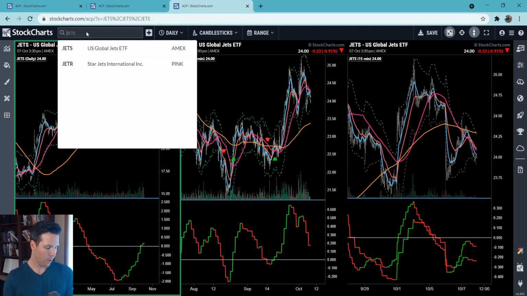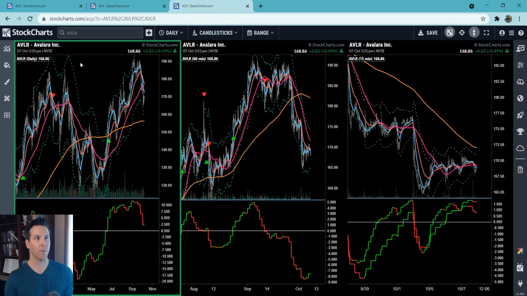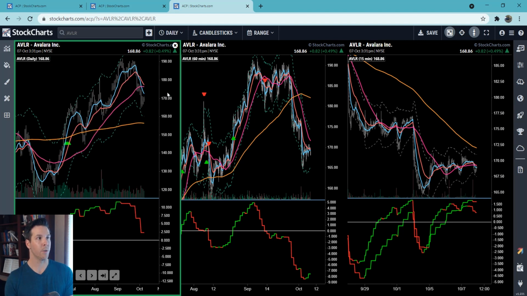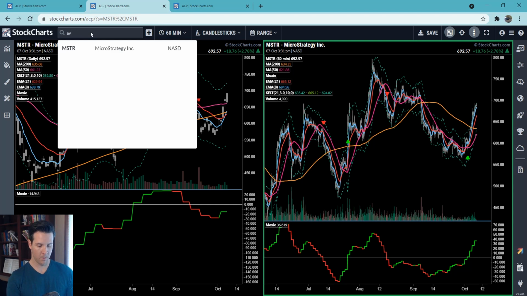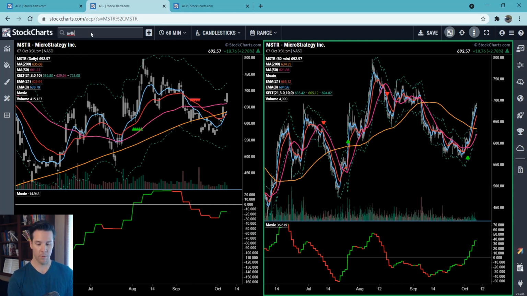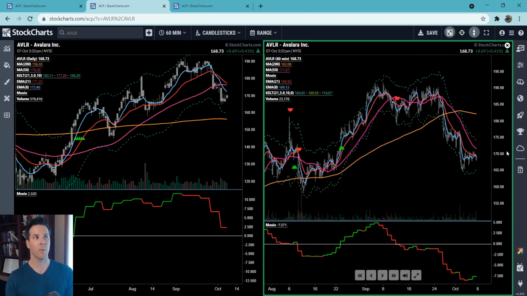All right. And then some other areas that I was looking at about these inverse trampoline moves in the tech space, Avalara, and I think this is something that a lot of people probably trade and pay attention to. Actually, let me back out to this one. It'll give us a little bit bigger view. There we go.